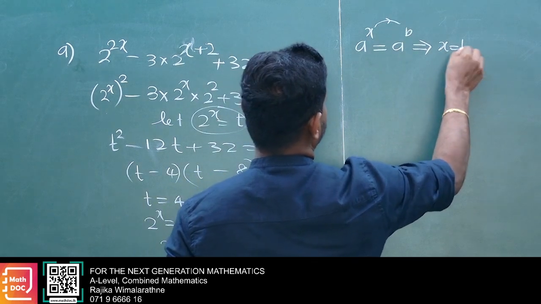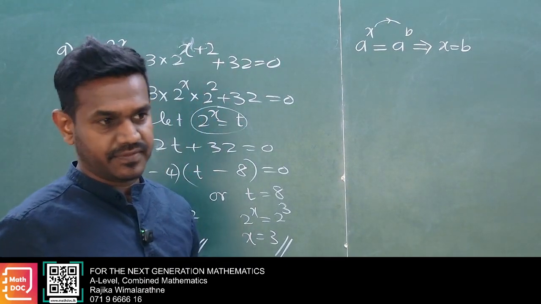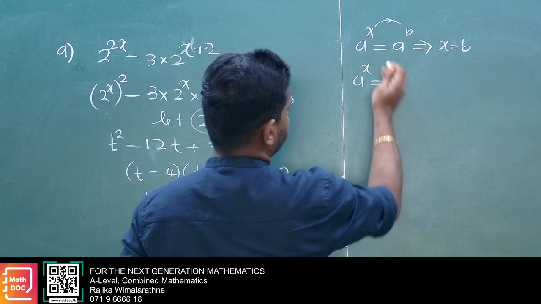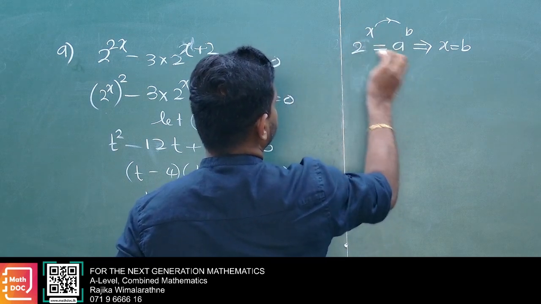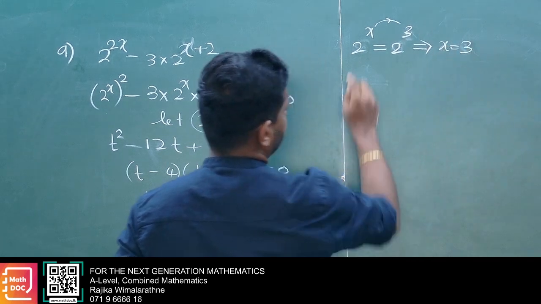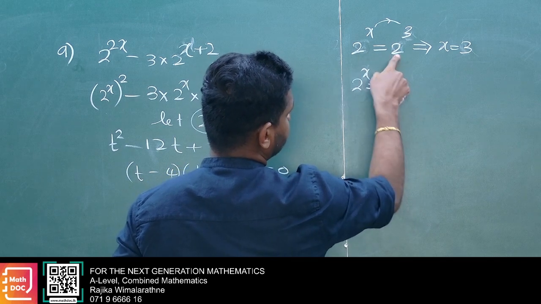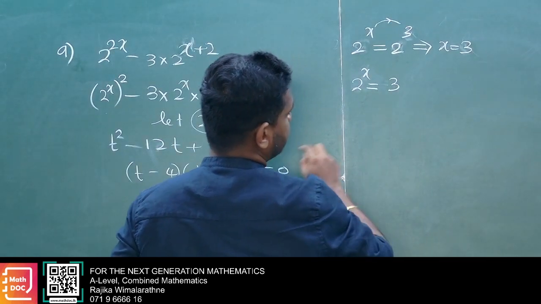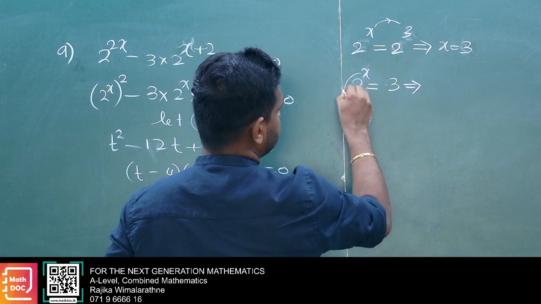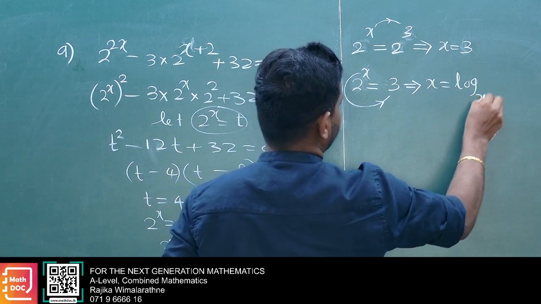If the bases are the same, then the indices must be the same. The exponents must be the same. Then a to the power x equals, here let's put 2, 2 here, 3. Then x equals 3. Likewise, 2 to the power x equals any other thing. Here the base is 2, no? If you have 3, then we use logarithms to subject x. Here we have x equals log 2 base 3.